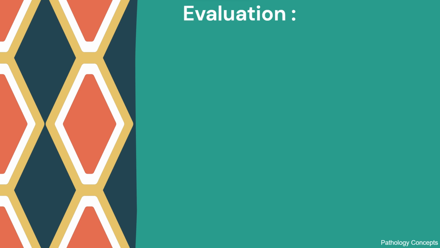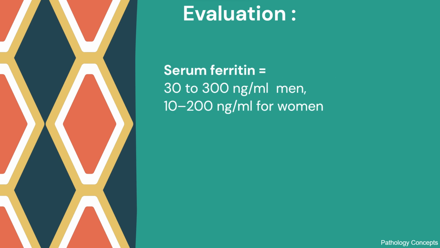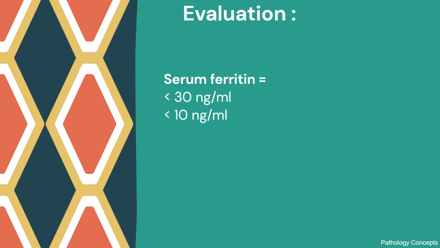Evaluation of iron status. It is best performed by assessing serum ferritin and transferrin saturation. Serum ferritin represents the level of iron stores in the body. The reference range for serum ferritin varies across laboratories, but levels of 30 to 300 ng per ml are considered normal for men and 10 to 200 ng per ml for women. A serum ferritin value less than 30 ng per ml is generally considered diagnostic of iron deficiency.